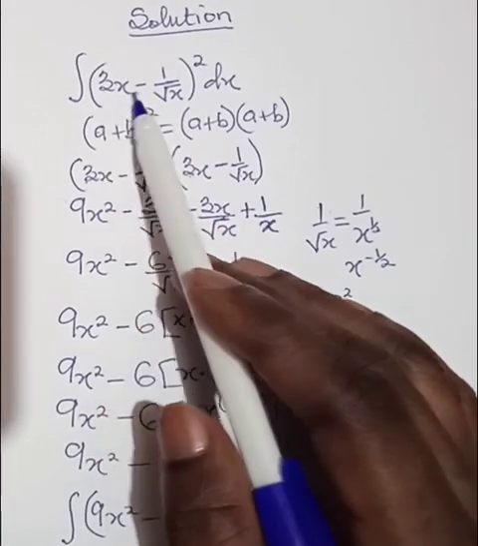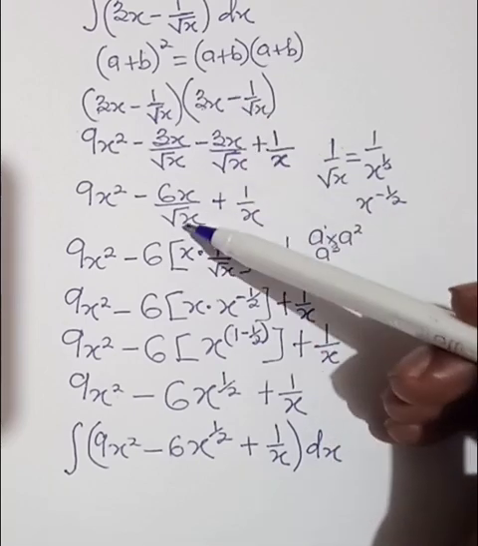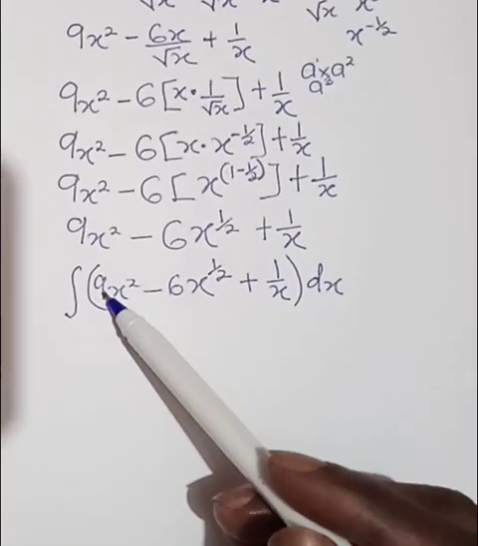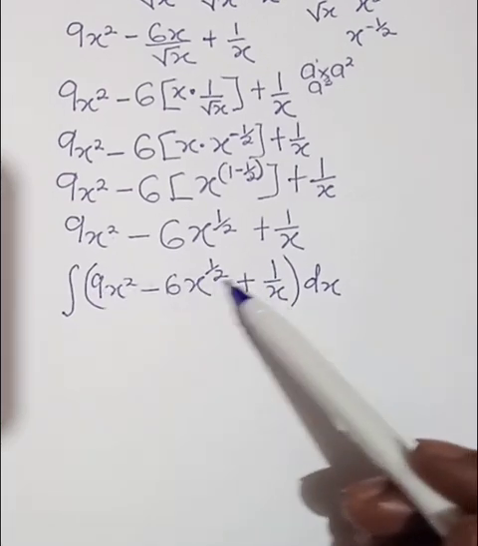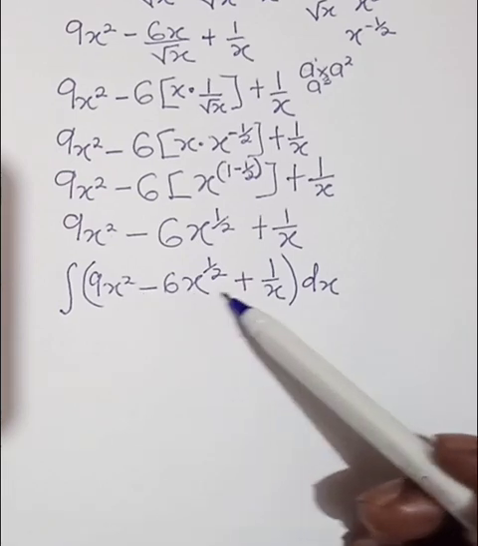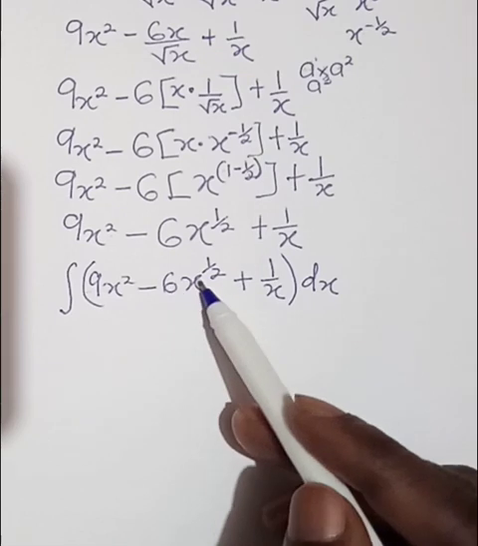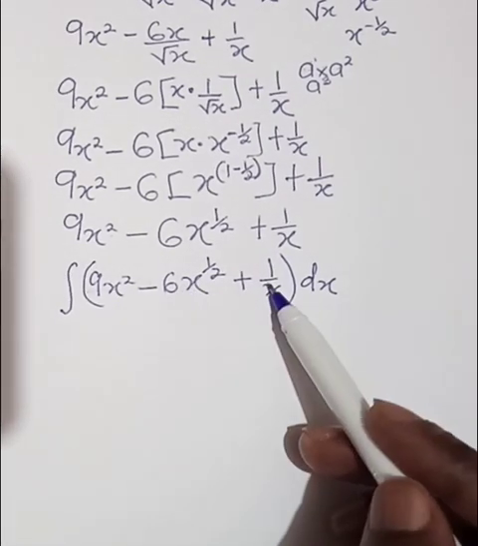So the question was given as this, but because we have algebraically expressed this, then this is what we are going to integrate now. So we are going to integrate this term by term, because here it becomes sum and difference of integration. So we are going to integrate this, then we integrate this, and then we integrate this, since there are three terms there.